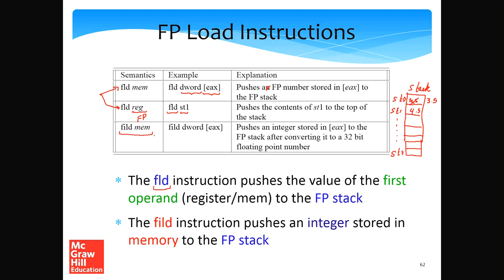Similarly, we have the FILD instruction, where I stands for integer. So this pushes an integer stored in memory to the floating point stack. Essentially it does an int to float conversion. Think of it that way. In this case, we read the value of EAX, which is an address in memory, and we read in 32 bits. But the 32 bits are not in the floating point format, they are in the integer format. So this integer is first converted to a 32-bit floating point number, and then pushed to the floating point stack. So what are the basic instructions? FLD, floating point load, and FILD, where we load an integer but convert it to the floating point format and push it onto the stack.